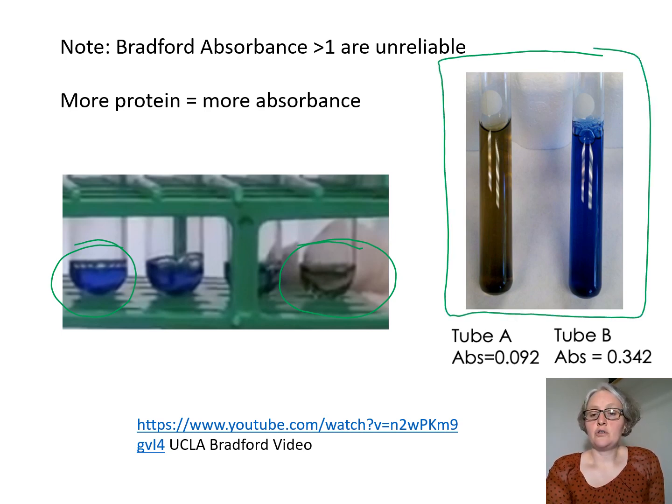Here, this brown tube, we put it in. The absorbance was very low. That means there's not very much protein, versus tube B, where the absorbance was really high. It means there's lots of protein. One thing to remember about the Bradford is that absorbance values of greater than 1 are unreliable and should not be used.